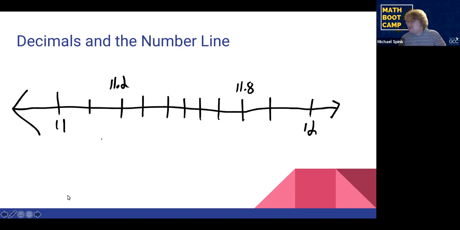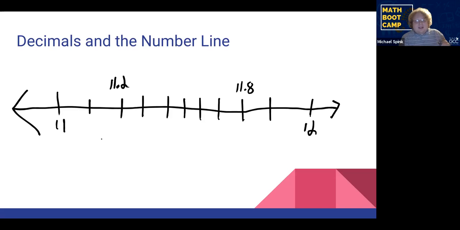Decimals have the same similar kind of rounding. Let's go to the tens place because that's very easy to draw. If we look at 11 and 12, I can make 10 dashes in between them, one for each tenth of a number. And we can figure out which decimal we have based on where we are on the number line. The first dash after 11, if we're going to the nearest tenth, would be 11.1.